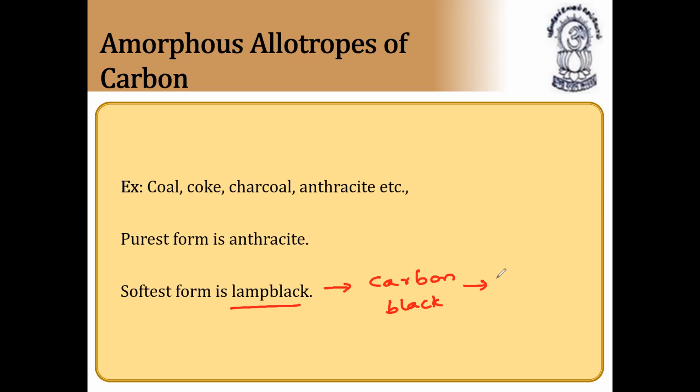It is used in the manufacture of tires, which are used for vehicles. And the purest form of carbon is anthracite. This they will also ask in examination. What is the purest amorphous form of carbon? It is anthracite. Anthracite is the purest amorphous form of carbon. Please note it down.